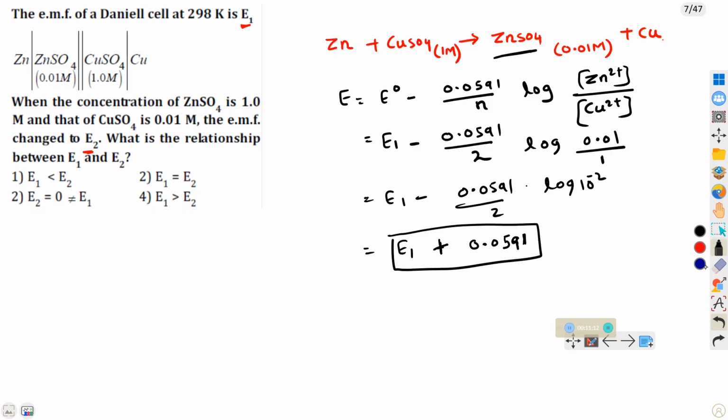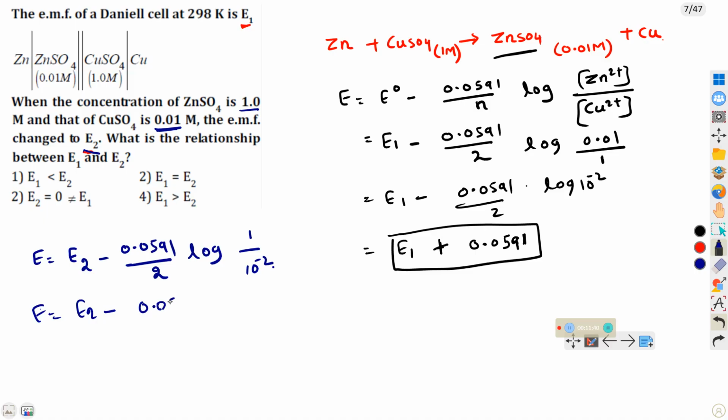Now take the second data. E is equal to E0. E0 value now you can take as E2 minus 0.0591 by 2 log of Zn2+ concentration is 1, Cu2+ concentration is 10 power minus 2. E is equal to E2 minus 0.0591 by 2 log 10 square. So it can be written as E is equal to E2 minus 0.0591.